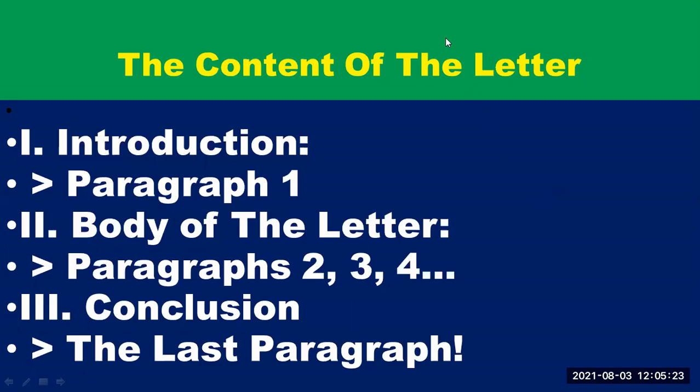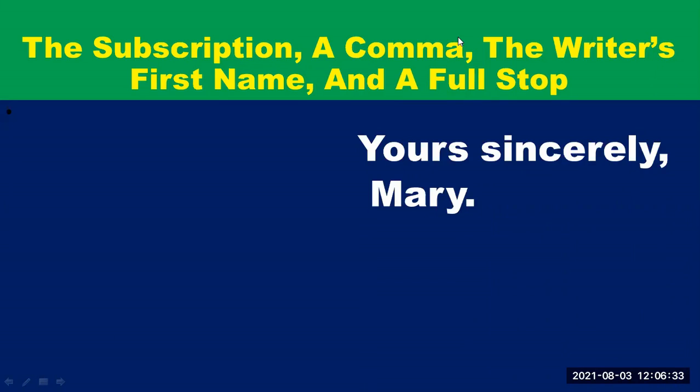The introduction is your first paragraph. The body is paragraph 2, 3, and 4, as the case may be. Then the conclusion will be the last paragraph. After that, you have the subscription. Subscription is the closing, which is usually yours sincerely, or affectionately, in the case of an informal letter. You can simply write yours sincerely and ensure that yours begins with a capital letter Y and sincerely with small letter s. Then you put a comma.